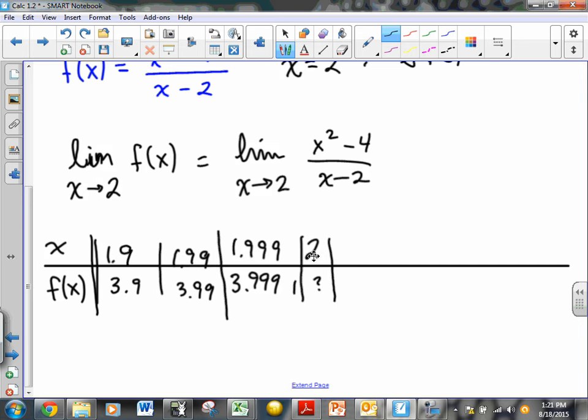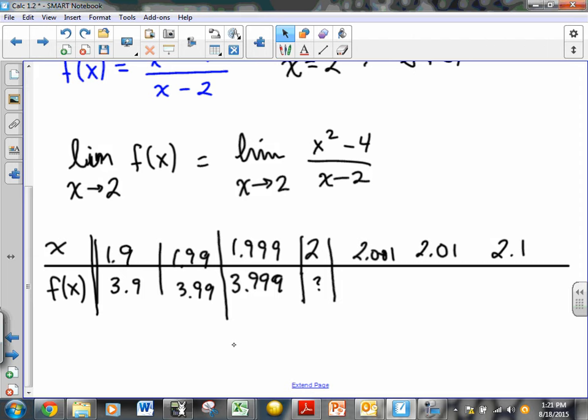Okay. I'm sneaking up to 2 from the left side of 2. I'm getting closer and closer to 2 as x is getting larger. My y value, my f of x, is becoming closer and closer to a certain value. What about on the right side? On the right side, I might look at something close to 2, like 2.1, or 2.01, or 2.001.